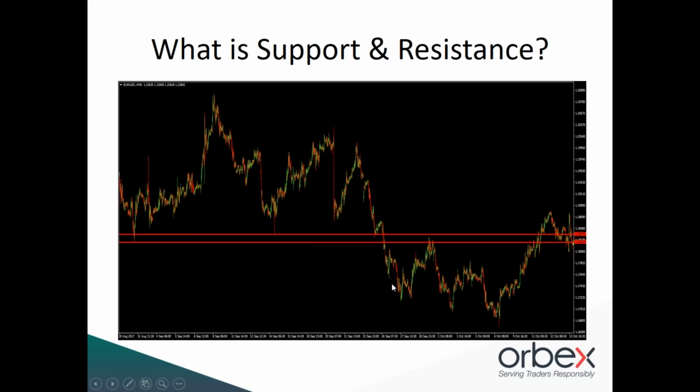And once price is below that level, once we traded down to this point, what we can then do is monitor price, waiting for it to trade back up and retest that broken support level, anticipating that it's now going to act as resistance, and we can use that as an area to sell.